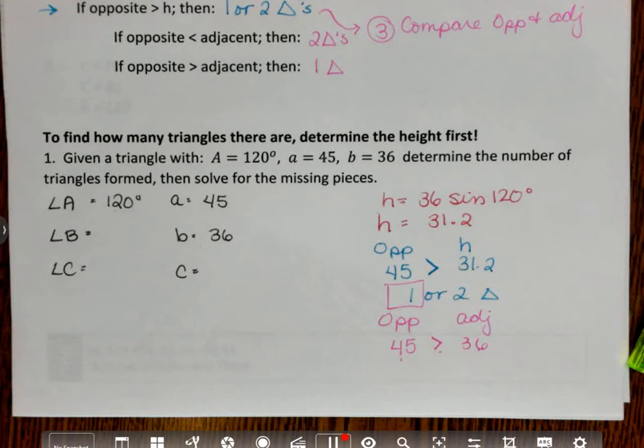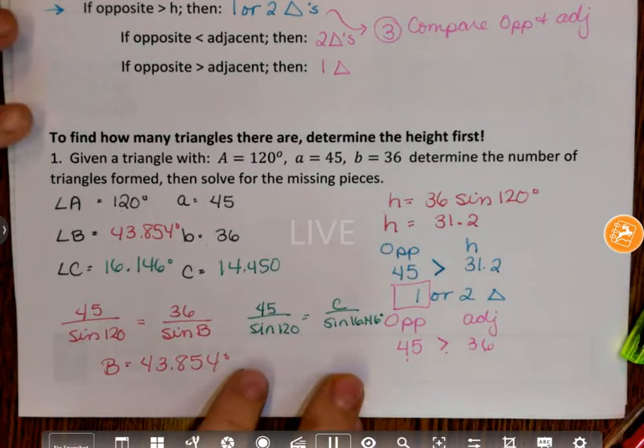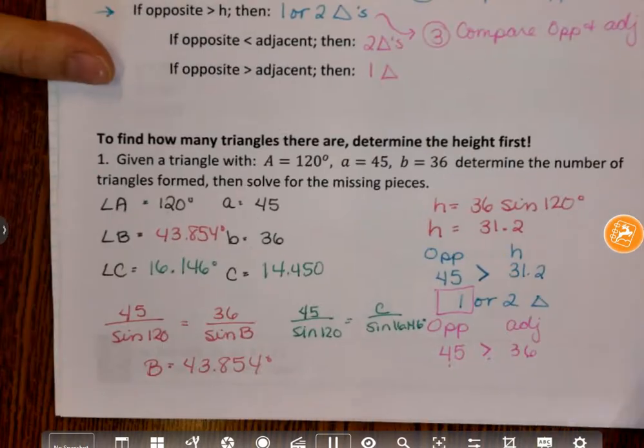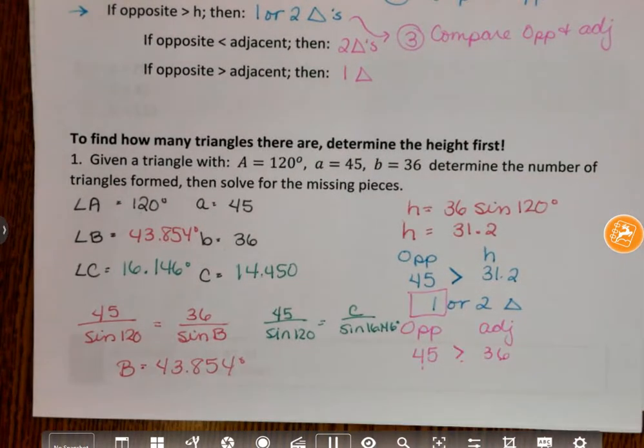Let's go ahead and check our answers. Here we go. You should have come up with 43.854 degrees for B, 16.146 degrees for C, and 14.450 for side C.